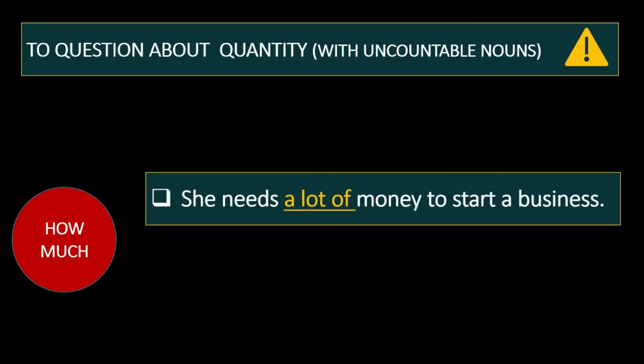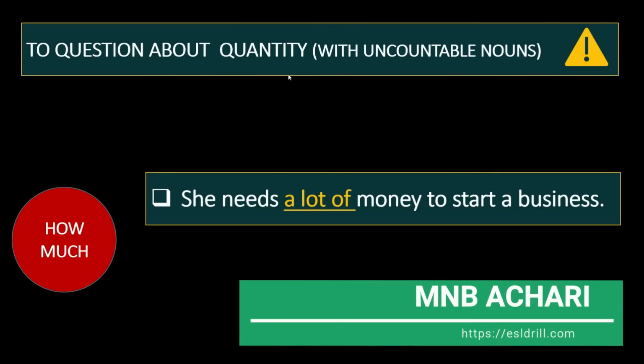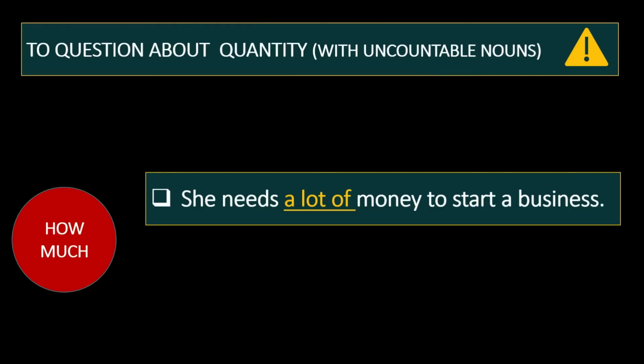We'll know how to use how much. This how much is used to question about quantity. Amount, quantity, but with uncountable nouns. The noun should be uncountable. We should not be able to count that in terms of 1, 2, 3, like that. So, uncountable nouns. Look at this. She needs a lot of money to start a business. We cannot really count and say 1 or 2 or 3 here. A lot of. She needs a lot of money to start a business.